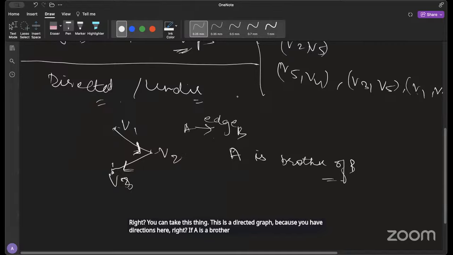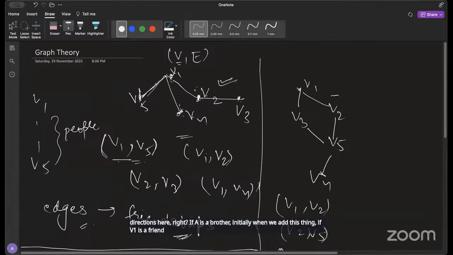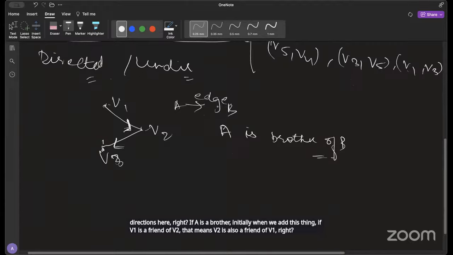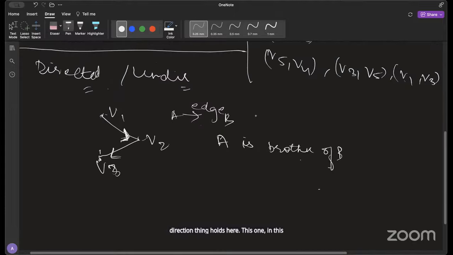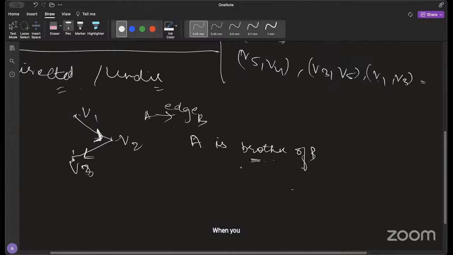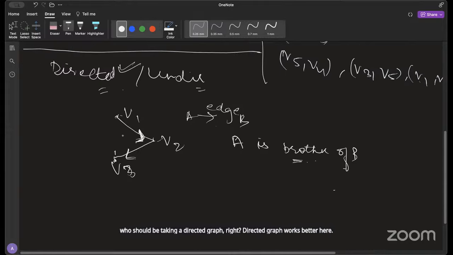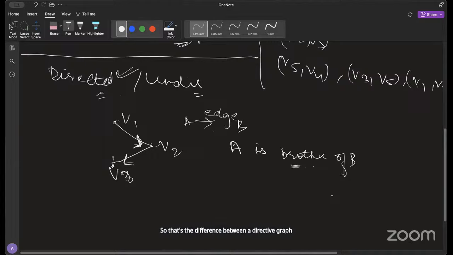Initially, if V1 is a friend of V2, that means V2 is also a friend of V1, right? Friendship goes both ways. But your relation of brother and sister doesn't go both ways, because if A is a brother of B, that doesn't mean B is also a brother of A. It could be a sister, right? So by that logic, this direction thing holds here. When you take instances of brother and all, you should be taking a directed graph, right? Directed graph works better here.